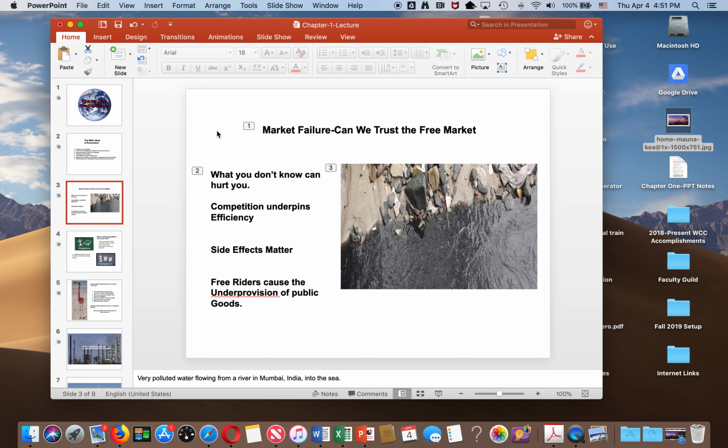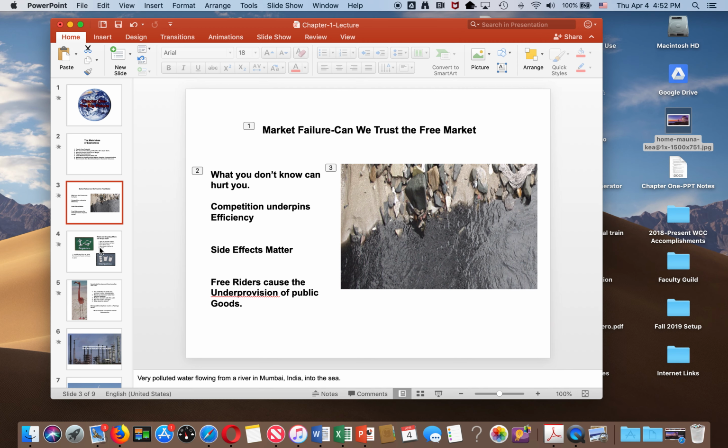And finally, free riders can cause the underprovision of public goods. A public good is something that is available to everybody, and everybody can enjoy the public good at the same time. The picture that you see here is a very polluted river flowing from Mumbai, India, into the sea. And people are taking advantage of that common resource. There's nothing stopping them from doing that, and so the resource itself can indeed be harmed.